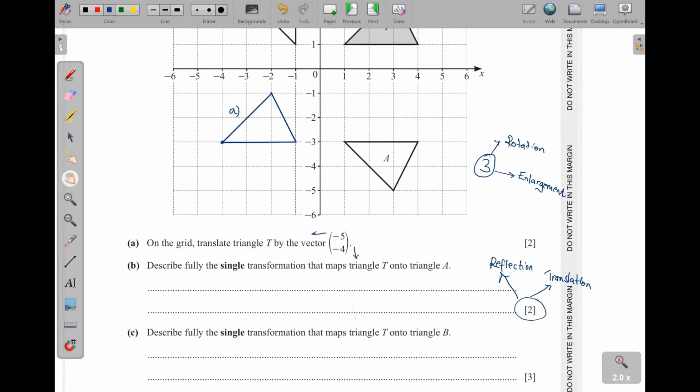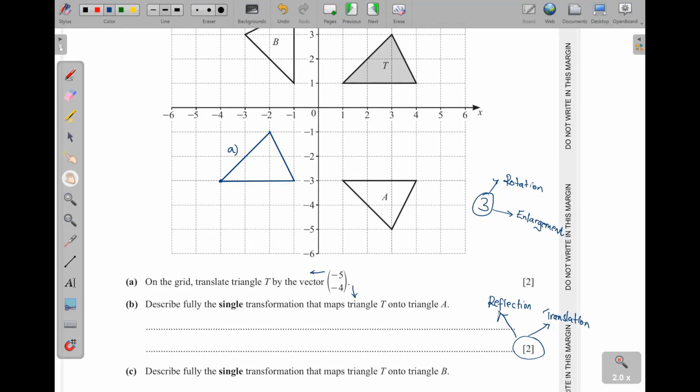Then now we come to this one here. It is 2 marks. Since we have done translation, this one has to be reflection. So you need to get the line of reflection. So the object and the image must be equidistant from the line of reflection. So look, this is 1, 2, 3, 4. You divide it by 2, you get 2. That means from here I need to move 2 squares, and also from here 2 squares. That means the line is this one here.